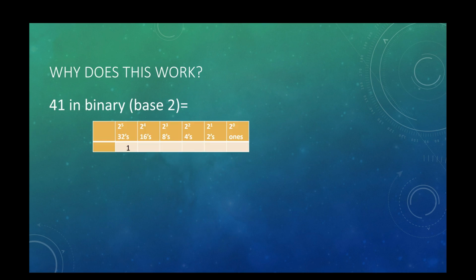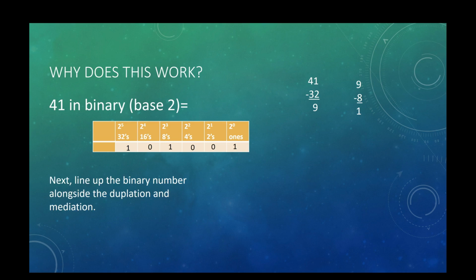See if you got it right. You should have a 1 in the 32's place. And then you have 9 left, which is 1 in the 8's place. Right? And 9 minus 8 is 1, so no 4s, and no 2s, and just a 1 to end. So 1, 0, 1, 0, 0, 1.